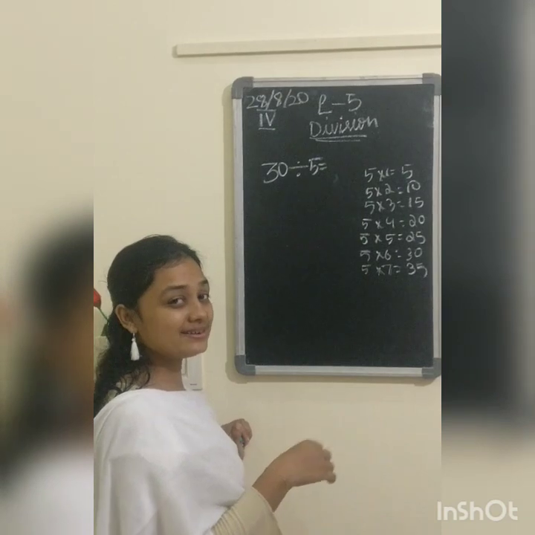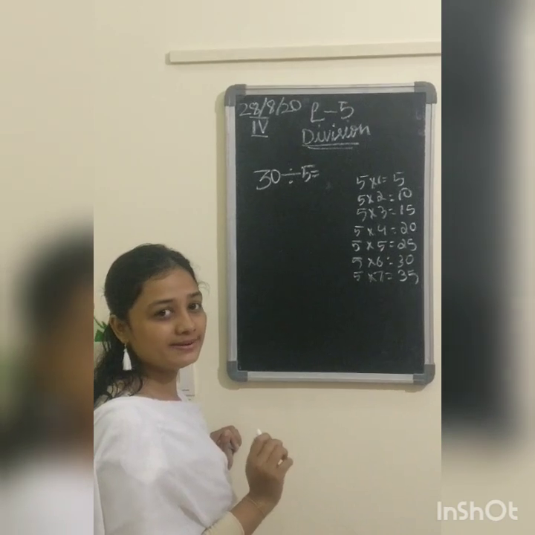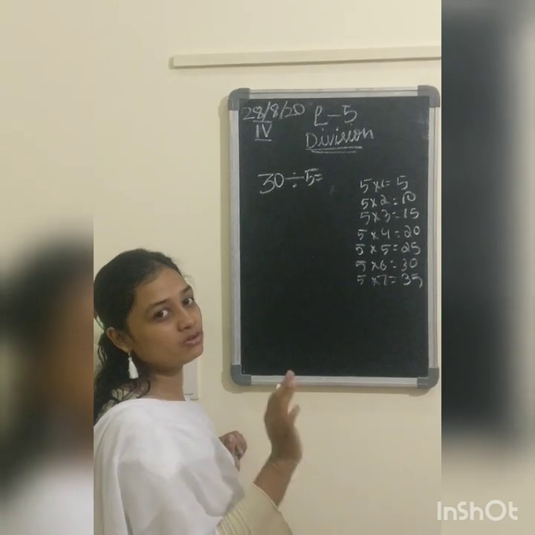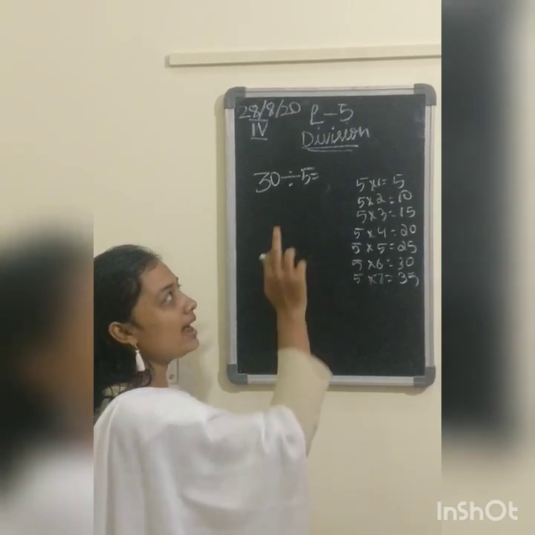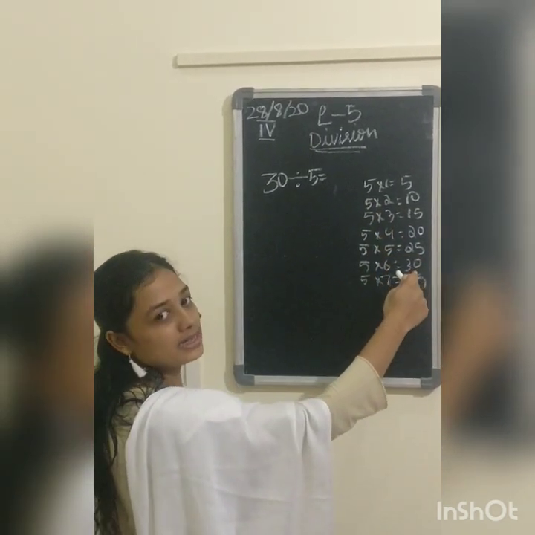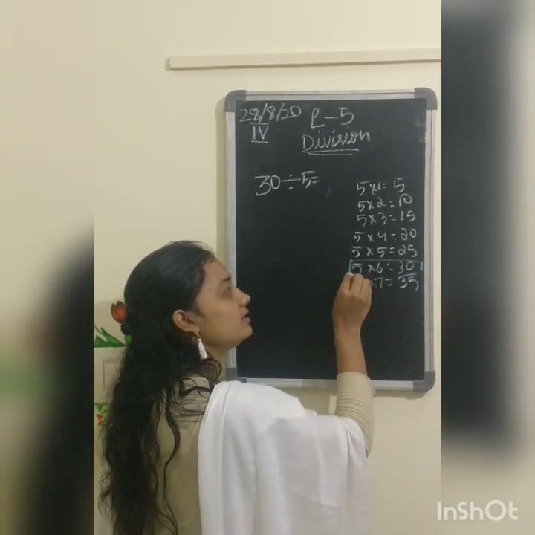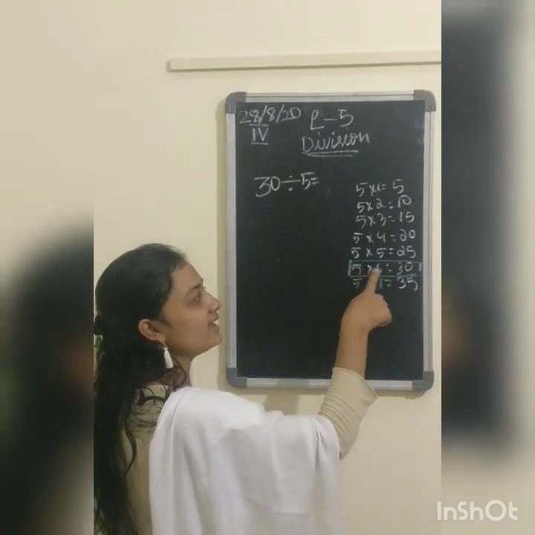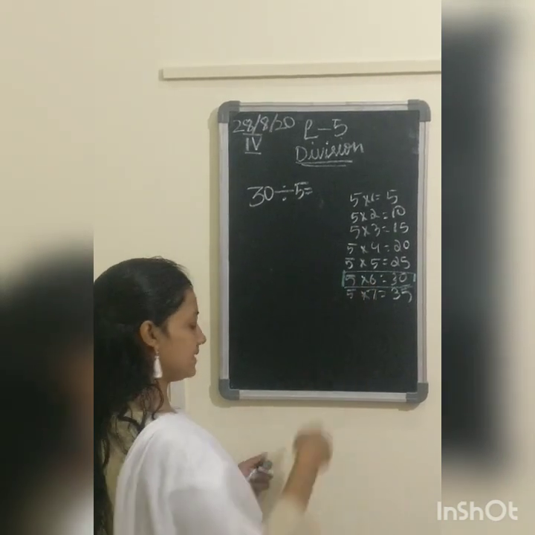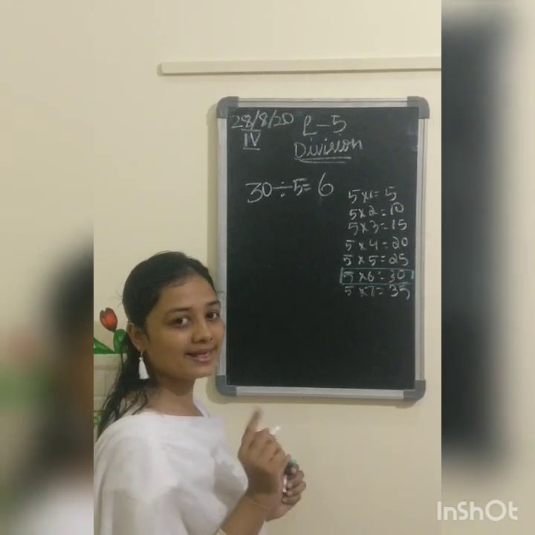Now let us take a different number. I have taken 30 divided by 5. That is, I have 30 chocolates and I have 5 friends. Now I have to divide it equally. Now I have to take the table of 5 for this. Let us see where do I get 30. I got 30 here. Can you see this? That is 5 6s are 30. So what I'm going to write, the answer is 6. That means each child will get 6 chocolates.